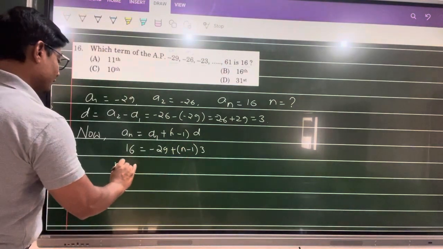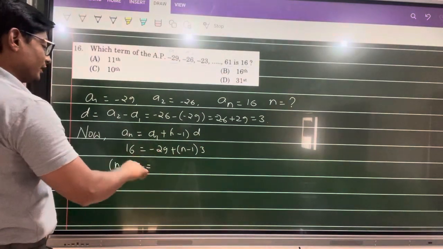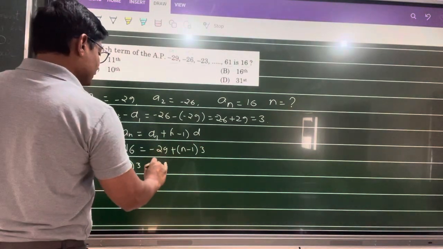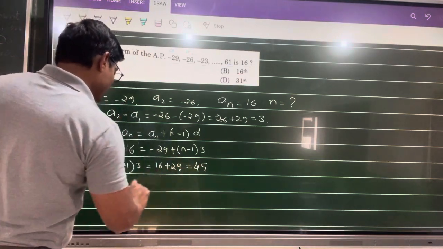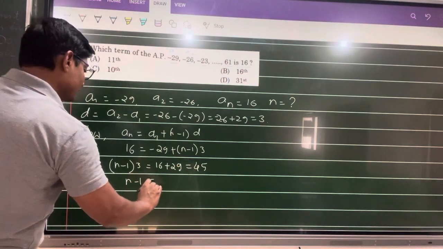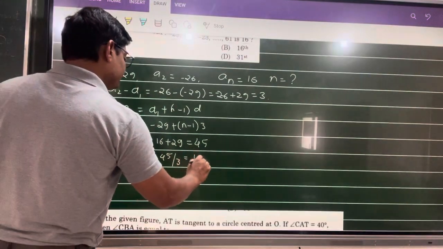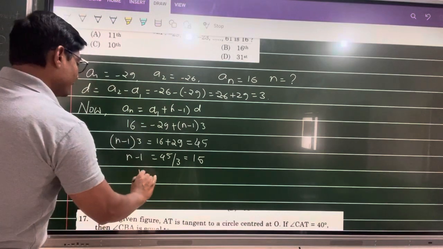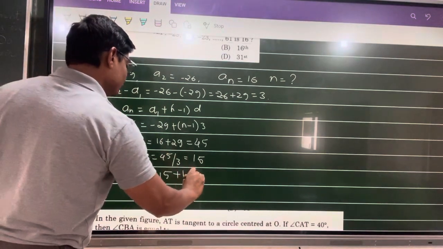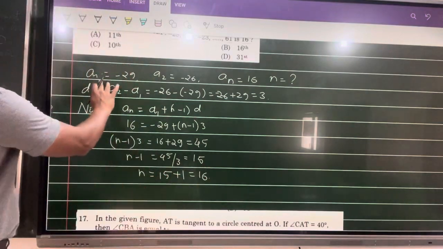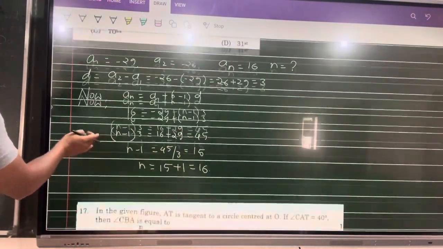Then rewriting this expression, taking this term to the left hand side and moving minus 29 to the other side. So 61 plus 29 is 90. So n minus 1 is 90 upon 3, which is 30. Okay, then n equals 30 plus 1 by taking the 1 to the other side. So this is 31. So it is the 31st term. So option B is the correct option here.